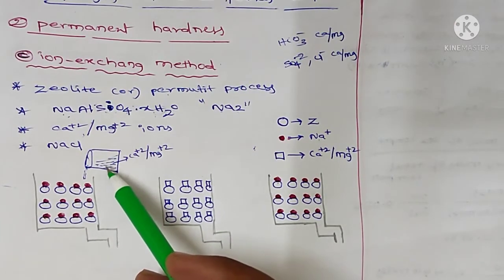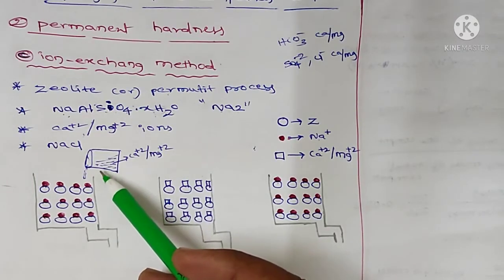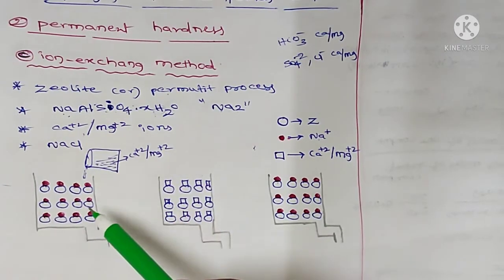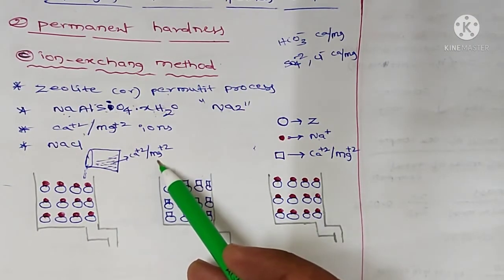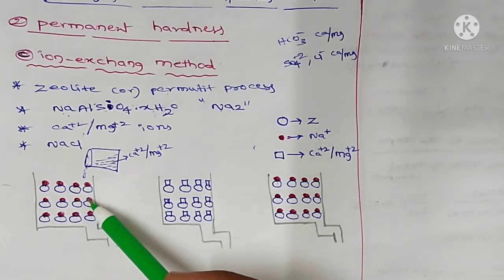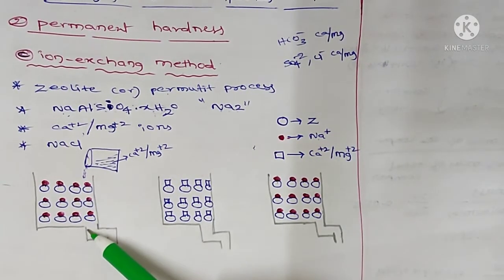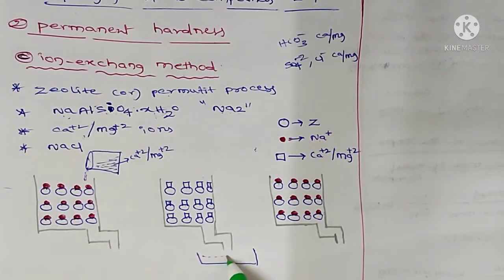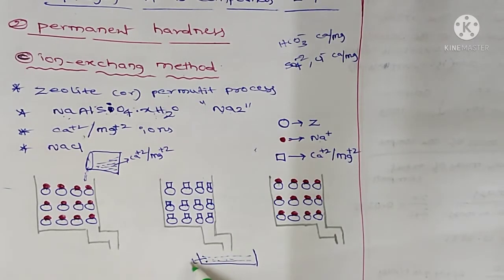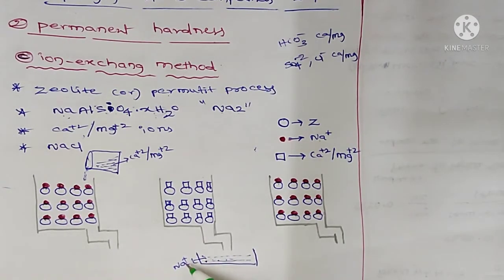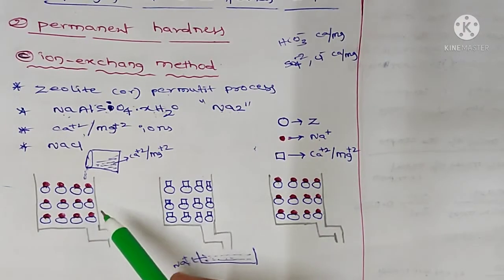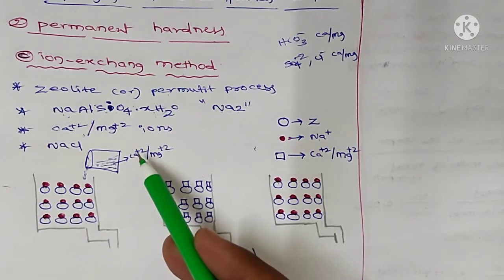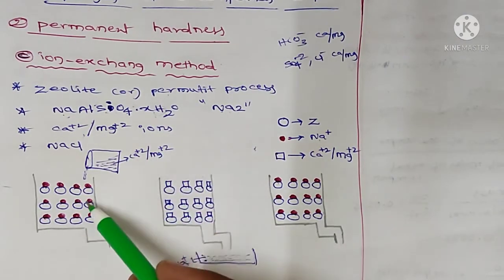So here I am taking that hard water. When the hard water goes through the zeolite, what happens here? The zeolite removes the calcium 2+ and magnesium 2+ ions, and the sodium ions enter into the water. The water comes down here, and then we can collect it in a beaker. In that beaker we have soft water, because there are no calcium 2+ and magnesium 2+ ions in it, only Na+ ions. Those Na+ ions come from the zeolite, because they are replaced by the calcium 2+ and magnesium 2+ ions.